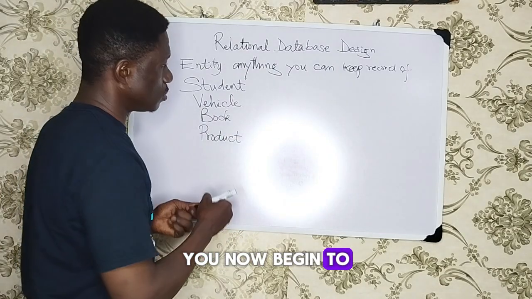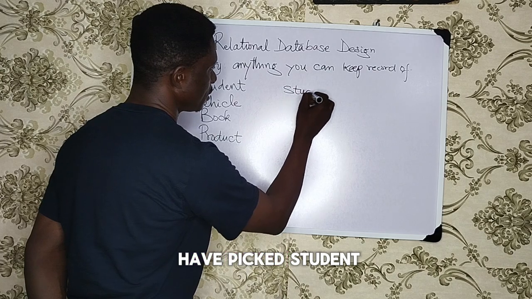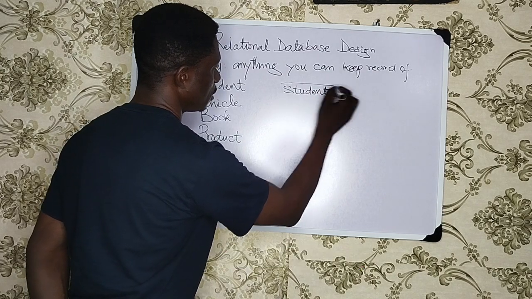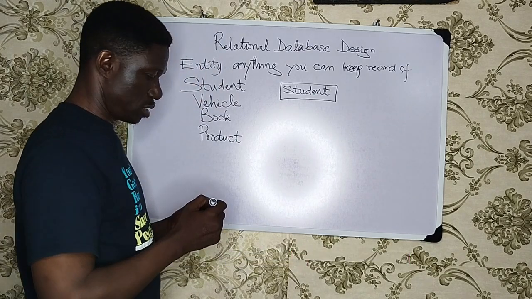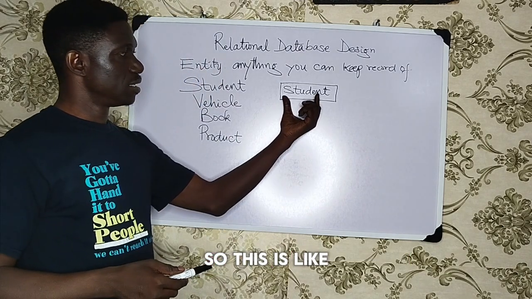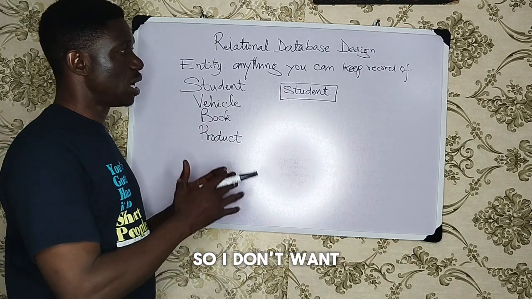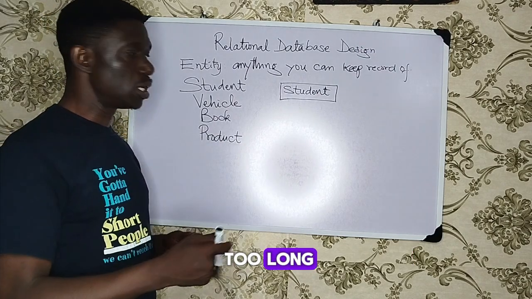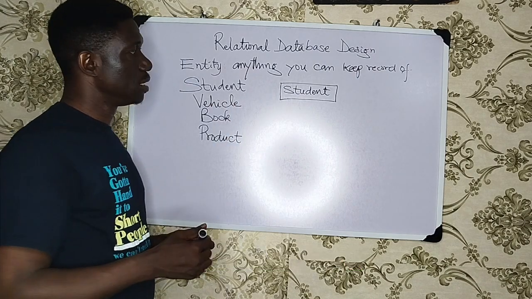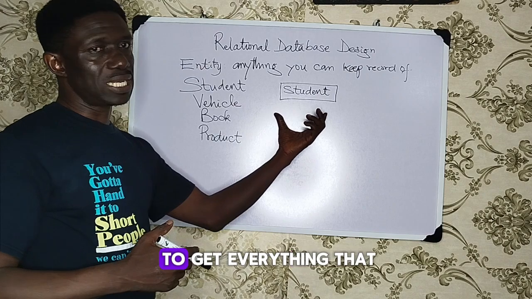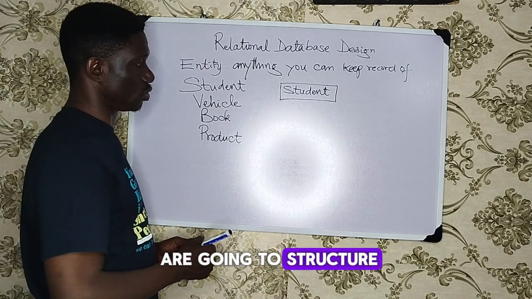So when you pick a student, you now begin to look at this student we have picked. Student, we are going to represent it with a rectangle. So this is like the umbrella name that will have other things. So I don't want to make this video too long. I want to pick it gradually, split it, so you are going to get everything that you need to understand how you are going to structure your data.